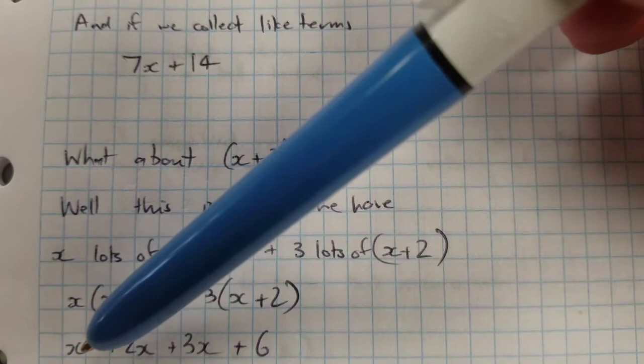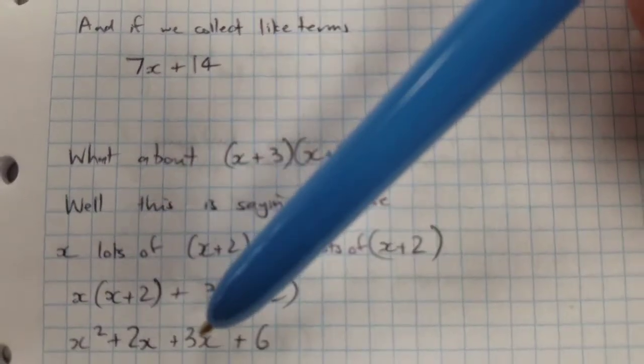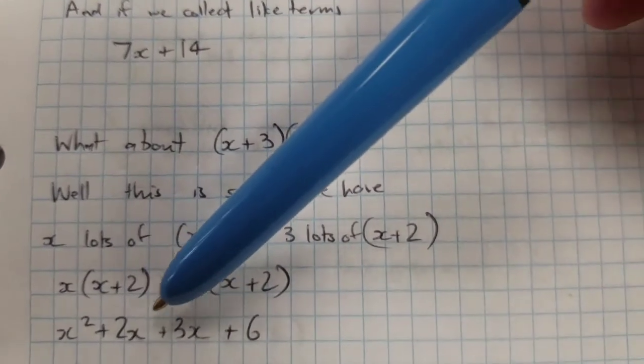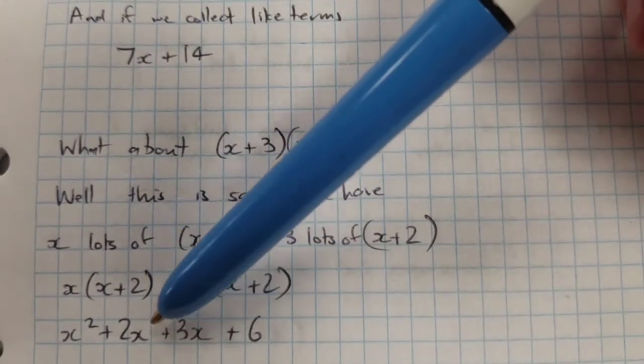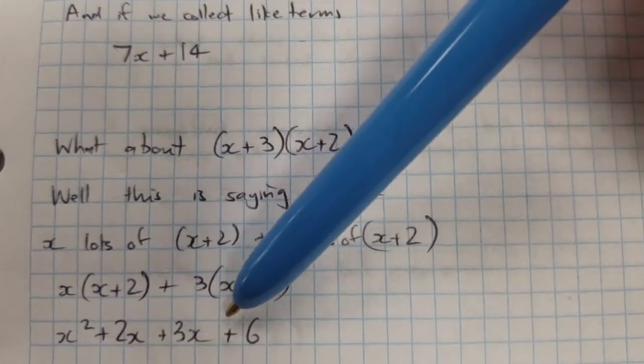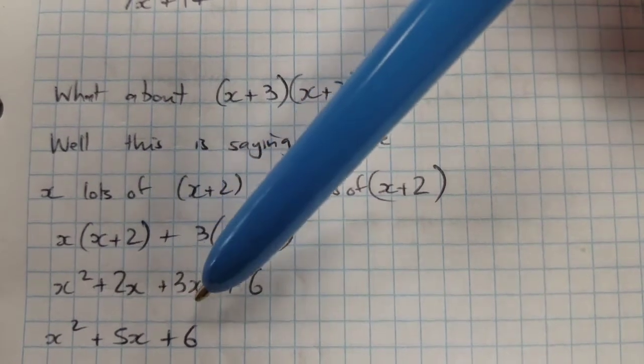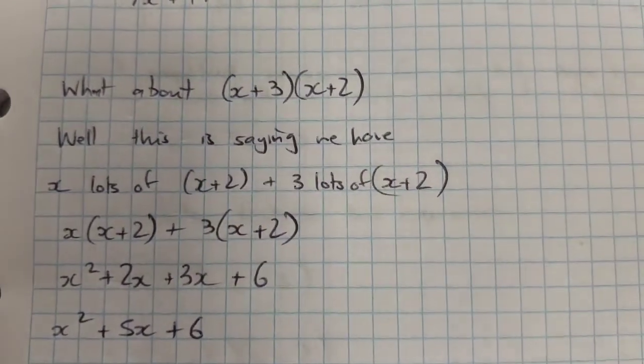Collecting the like terms, we've got x to the power 2, there's no other x to the power 2, so that stays by itself. We've then got 2x plus 3x, which is going to be 5x, plus 6, which we then write as x squared plus 5x plus 6.